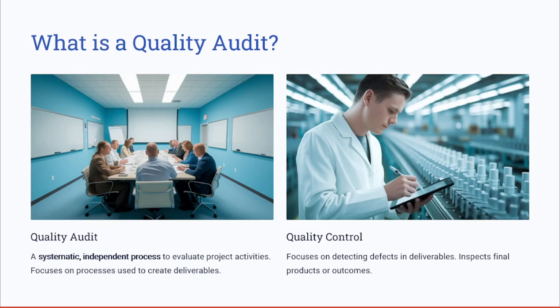To start with, understanding quality audit. So, what exactly is a quality audit? A quality audit is a structured evaluation of whether the project activities align with the established processes, unlike quality control, which focuses on detecting defects in deliverables. Quality audits assess the processes used to create those deliverables.